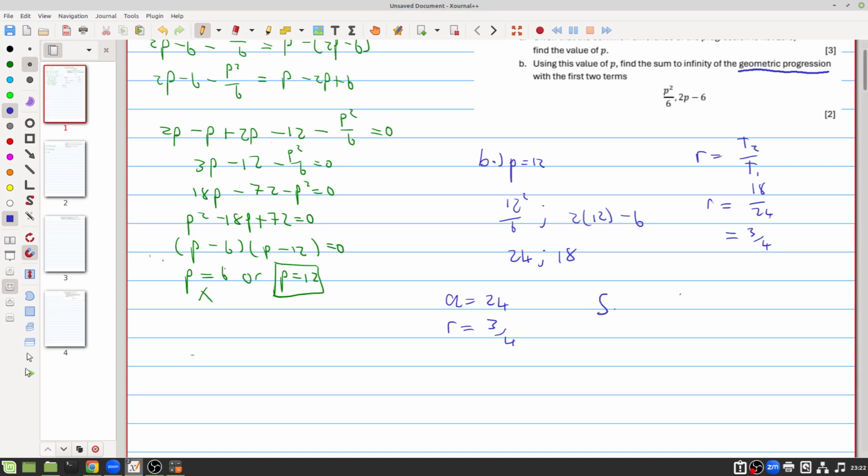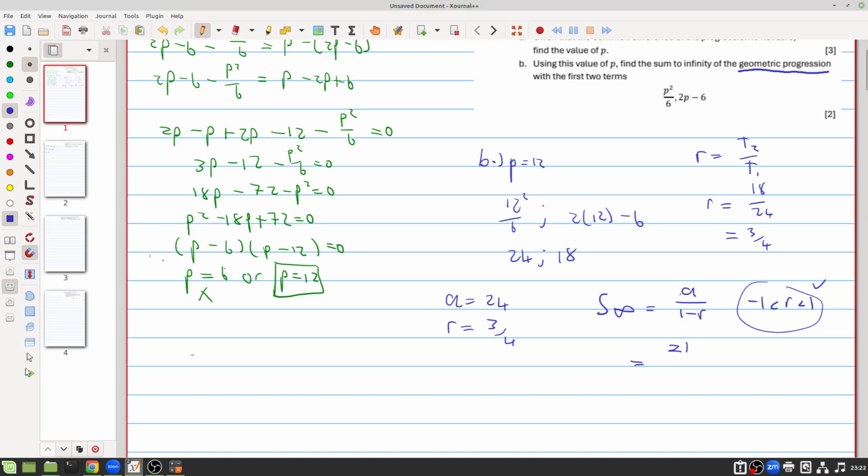Then the sum to infinity is equal to A over 1 minus R, as long as R is between negative 1 and 1. And 3/4 is between that, so that is fine. Okay, let's plug that in.